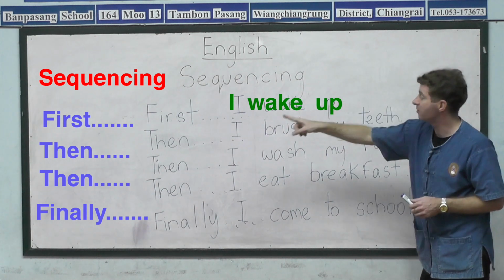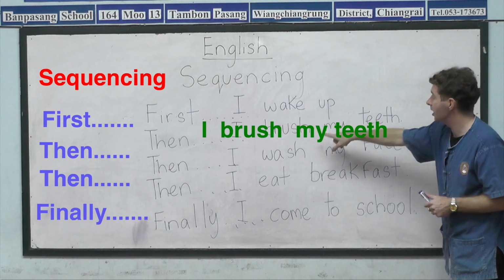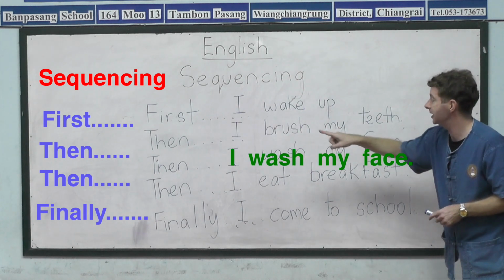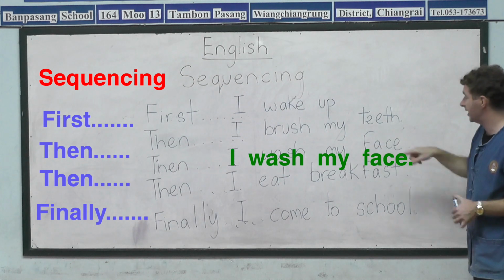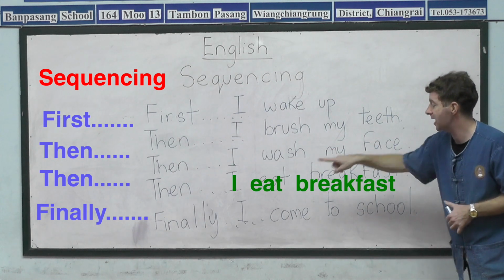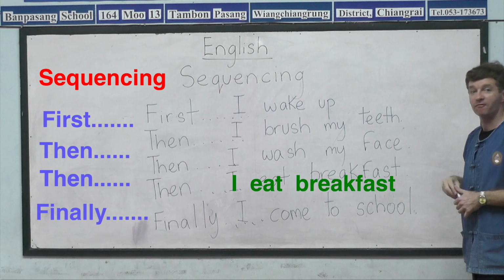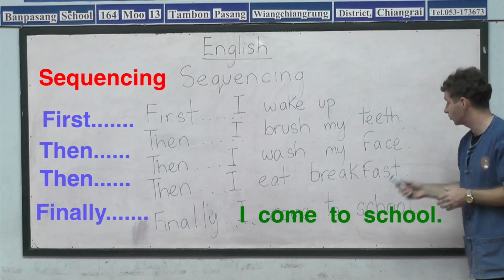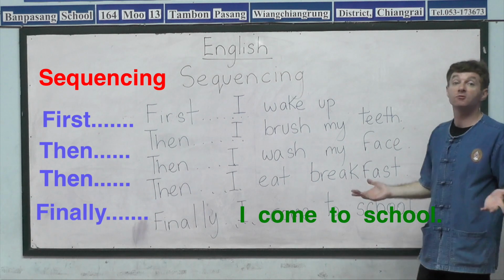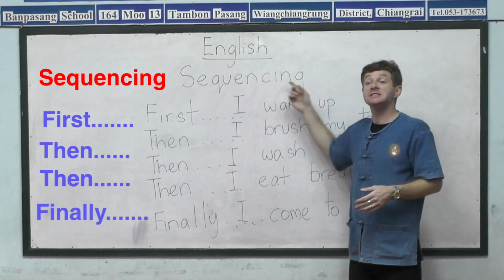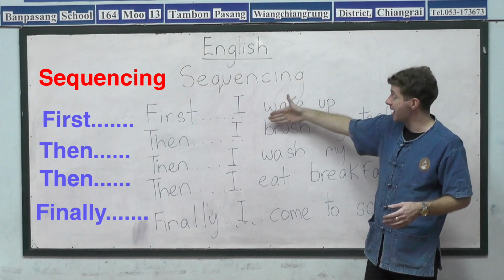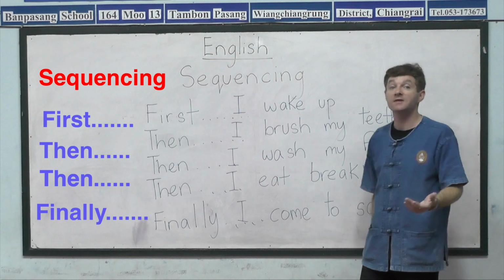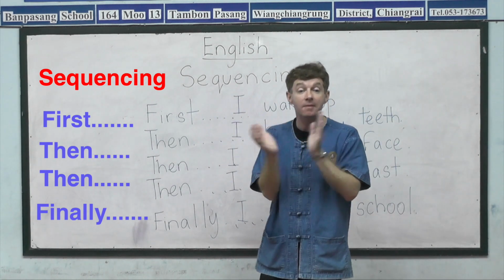So all together, first I wake up. Then I brush my teeth. Then I wash my face. Then I eat breakfast. Finally, I come to school. And this is what we call sequencing. We here are sequencing our daily routine, which is what we did in the last lesson. So well done, guys. Well remembered.